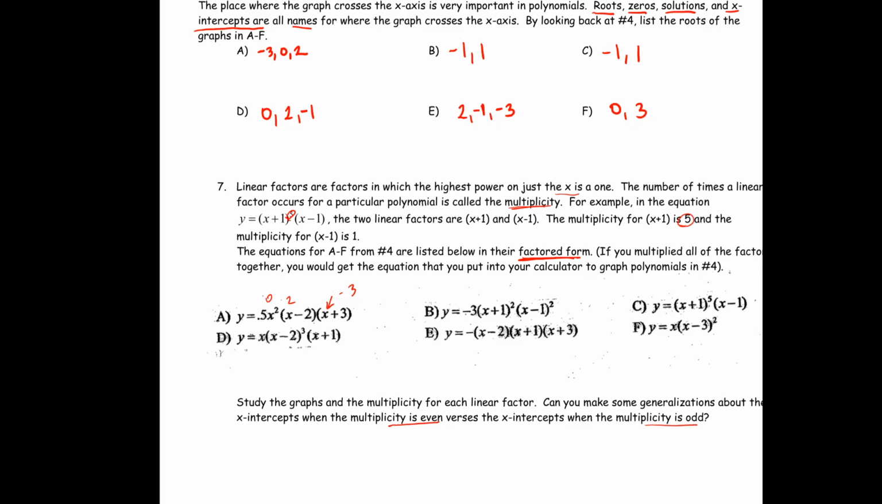But if I look at letter A, x squared, would that be an even multiplicity or odd? Even. X minus 2, would that be an even multiplicity or an odd? Odd, because it's (x minus 2) to the first and (x plus 3) to the first. So I want to look at the zero values of 0, 2, and -3, and knowing that 0 is an even multiplicity and 2 is an odd multiplicity and -3 was an odd multiplicity, is there any observation I can make from the graph?